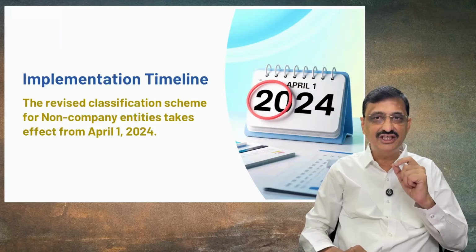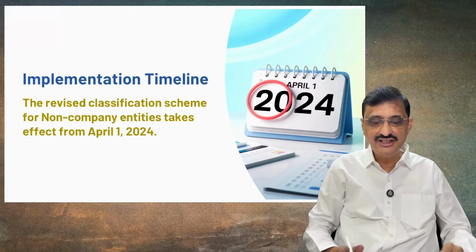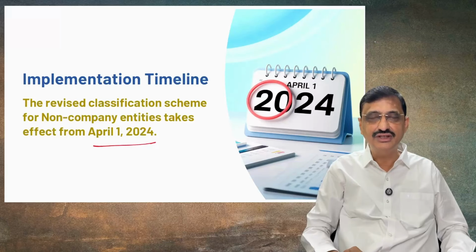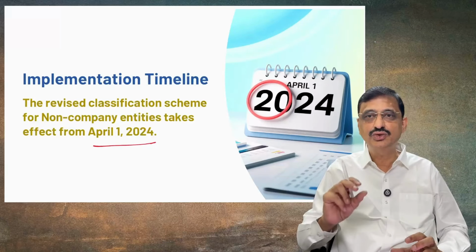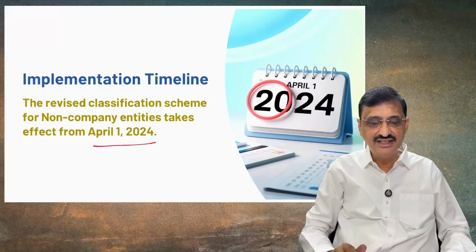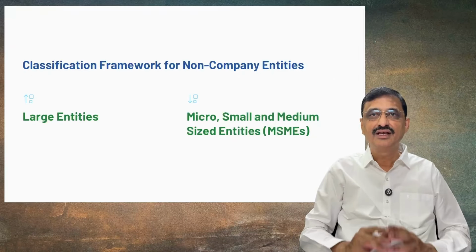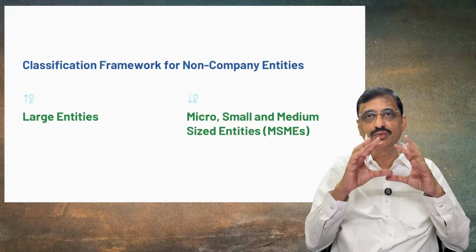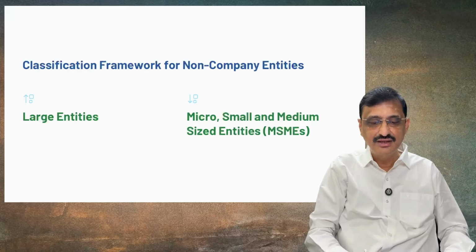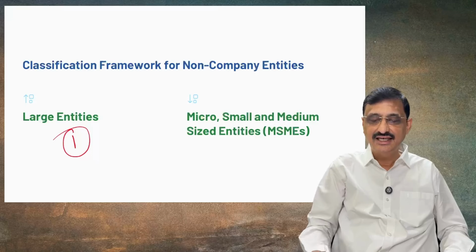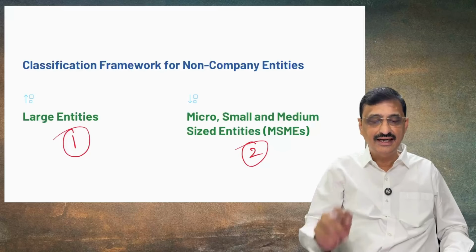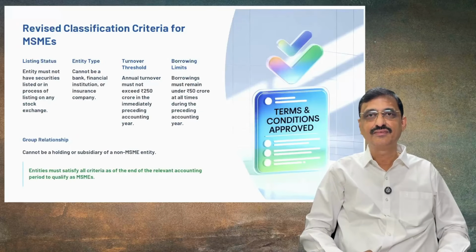Now, this revision or the new notification will be effective for financial statements commencing from 1st of April 2024. Means for financial statements 24-25 onwards, this revised criteria will be applicable. As per the revised criteria, now the non-corporate entities are broadly classified into two categories. One is large entities and the second category is MSMEs, means micro, small and medium enterprises.